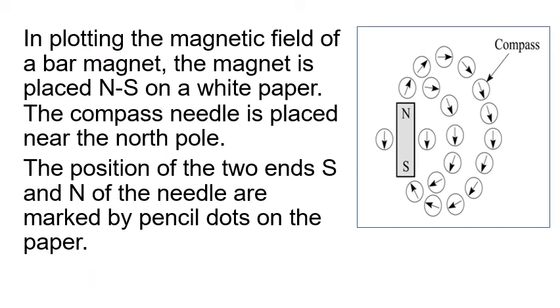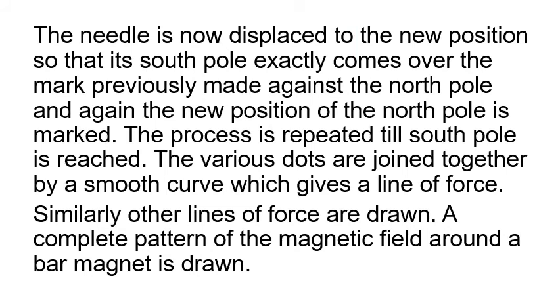In plotting the magnetic field of a bar magnet, the magnet is placed north-south on the white paper. The compass needle is placed near the north pole. The positions of the two ends, south and north pole of the needle, are marked by pencil dots on the paper. The needle is now displaced to a new position so that its south pole exactly comes over the mark previously made against the north pole. And again, the new position of the north pole is marked.